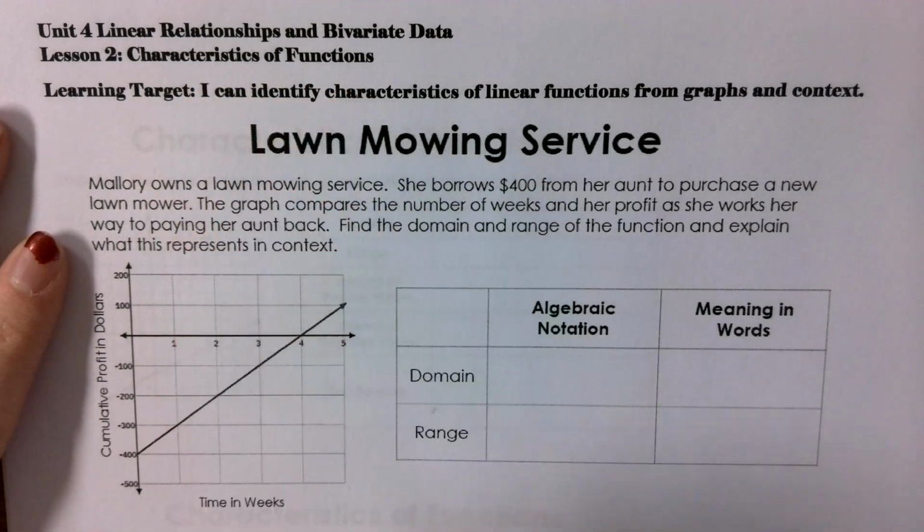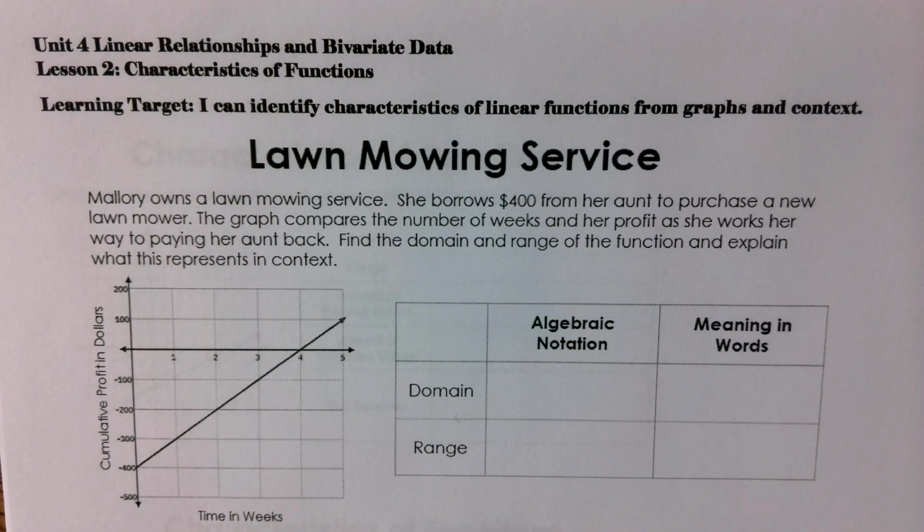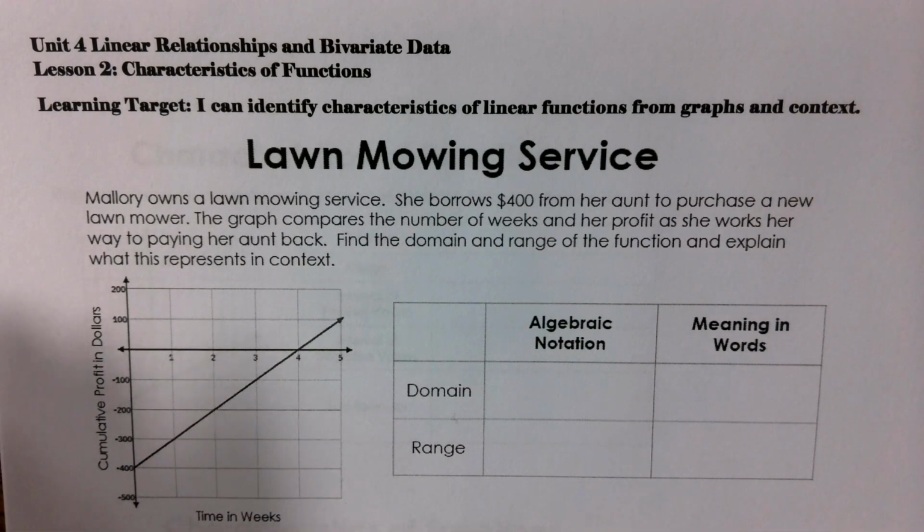We're talking about the characteristics of functions for today. I can identify characteristics of linear functions from graphs and from the context. So when we are trying to identify different characteristics, we're trying to identify values that represent our domain. So what can our x represent? What can our range, our y values represent? What are those meanings in words?